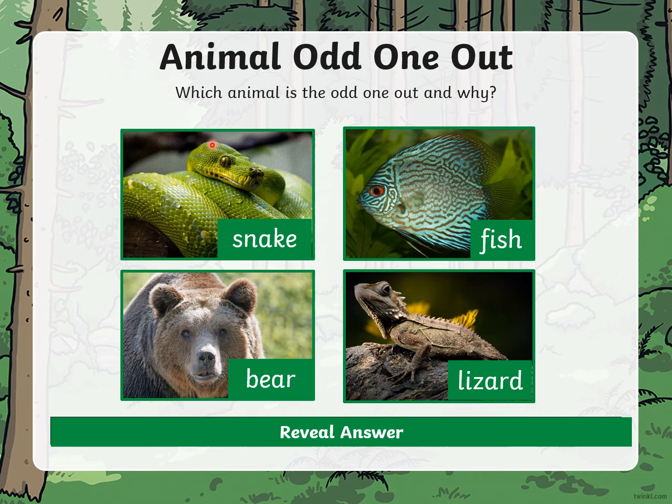No, we'd say it has scales, doesn't it, instead of skin? Okay, scales. So we've looked at the snake. Let's have a look at the fish.